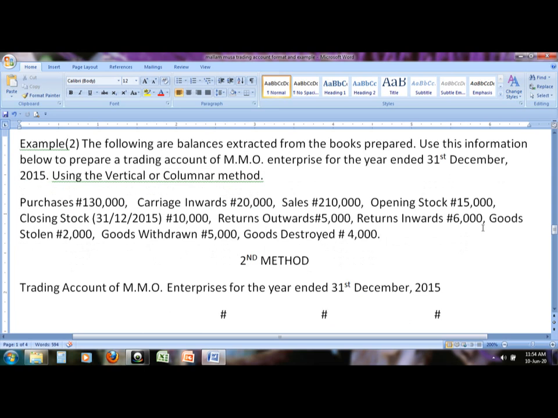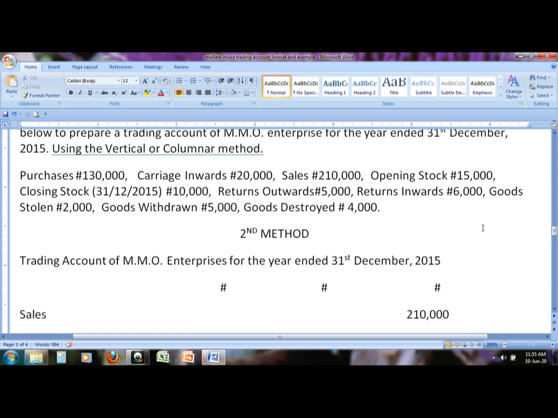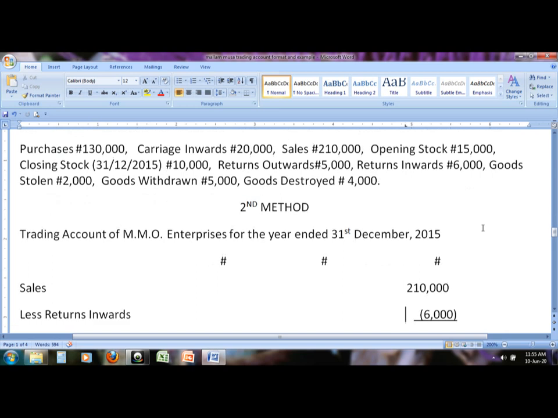I've told you in accounting, when you are preparing an account, in any heading of account you prepare, do not apply a full stop. You can see this one now. Trading account of MMO Enterprises for the year ended 31st December 2015. You hardly see a full stop there. There is nothing like a full stop. Sales now, our sales is 210,000.